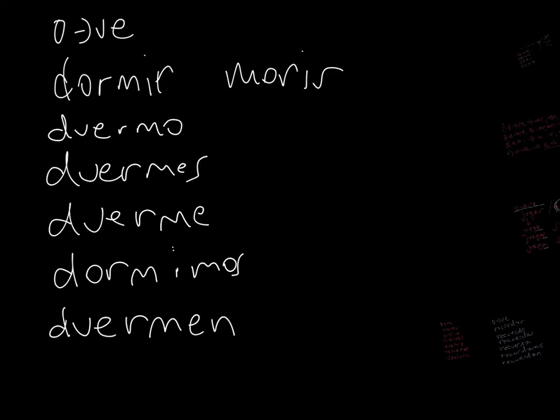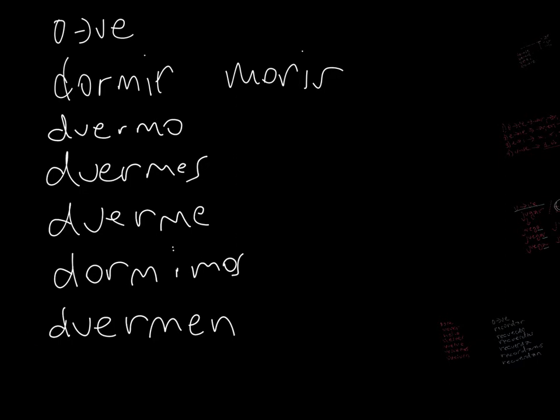Okay, again, dormir, which is a stem changing verb that O changes to UE, is going to have the stem change for yo, for tú, for usted, él, ella, for ustedes, ellos, and ellas. And nosotros has no stem change. Okay, again, duermo, duermes, duerme, dormimos, and duermen.